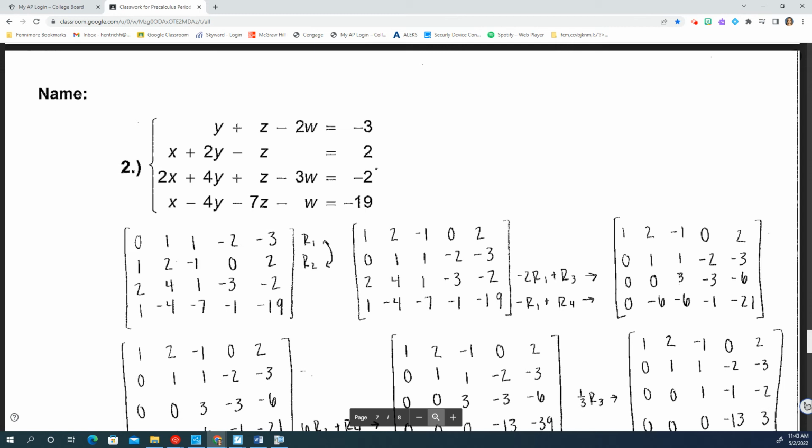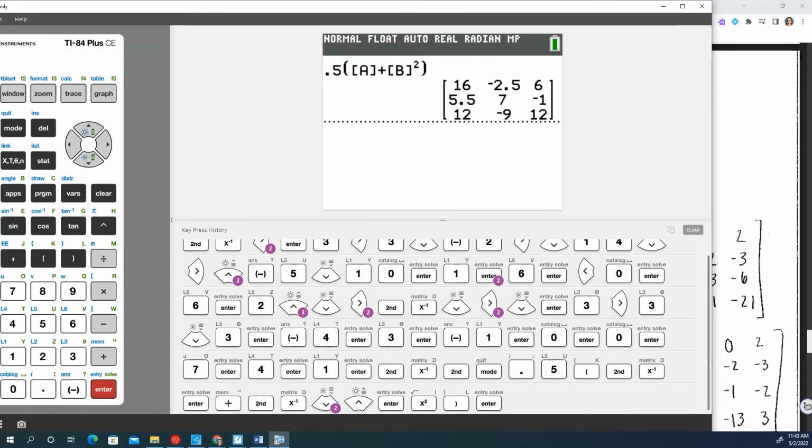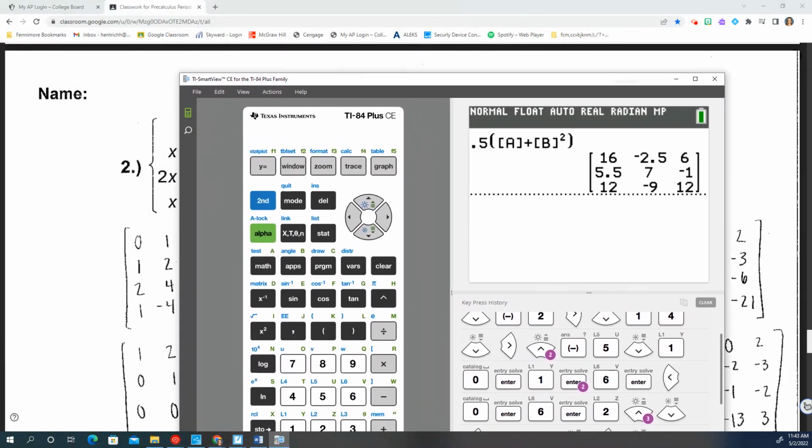All right, why don't you guys type this matrix in? Miss Hunter, tell me how to delete them. I think if you just hit. I'm just going to move this over here so I can see the matrix.